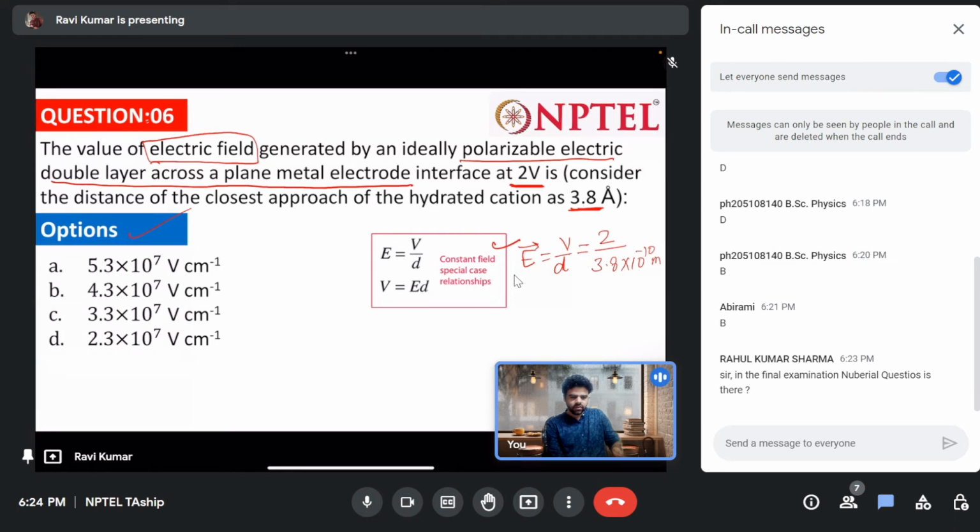Sir, in the final examination, numerical question is there. Yes, maybe. But this is not a big numerical. This is very simple, na? Even this is out of the scope from the numerical. Just divide, 2 divided by 3.8, 10 to the power minus 8 volt per centimeter. Divide it and let me know the answer.